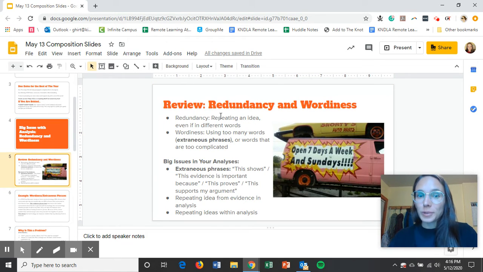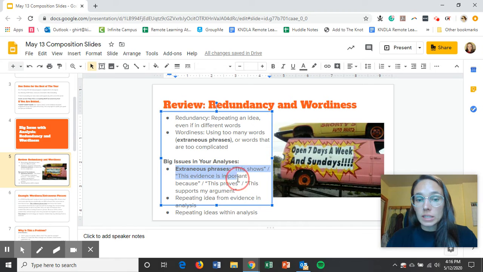Okay, so let's get into the big issue with analysis, redundancy and wordiness. So just to review, redundancy means repeating an idea, even if it's in different words, right? Like "open 7 days a week and Sundays," that's redundant because Sunday is a day of the week. Wordiness is related to redundancy, using too many words, so it's called extraneous phrases, or words that are too complicated. So some extraneous phrases that were going on in your essays and your analysis are things like "this shows," "this evidence is important because," "this proves," "this supports my argument because." So all of those are extraneous phrases that we want to get rid of to be more concise and less wordy.